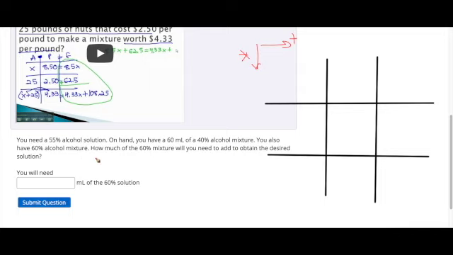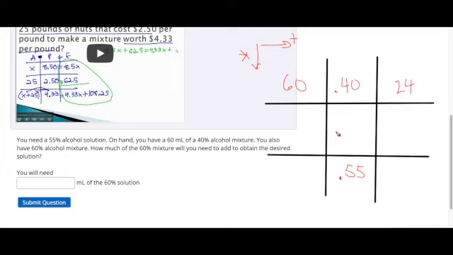Okay, now, one thing to look at here is we need a 55% alcohol solution. So translate 55% into 0.55. What else do we have? We have 60 milliliters of 40% alcohol. So 60 milliliters of 40%. Okay, that's going to be 24. If you multiply across, 60 times 0.40 is 24.